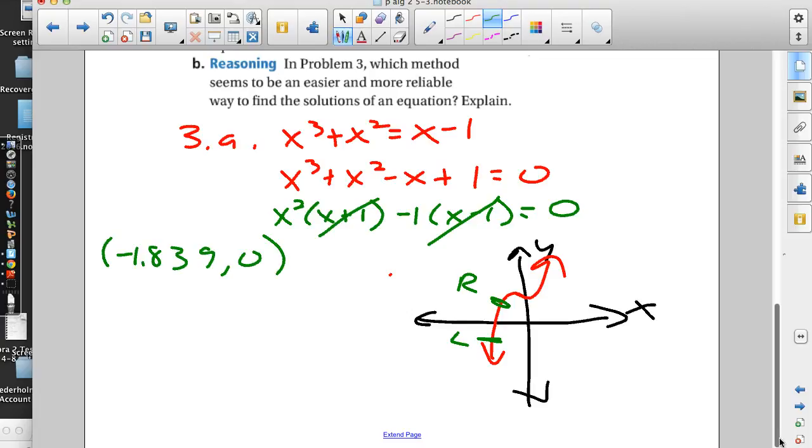So, if we only saw one, what does that mean about the other two? They were imaginary. And because this is not a nice zero, we're not going to be able to get those yet. So, one real and two imaginary. So in B it says, which method seems to be an easier and more reliable way to find the solutions of an equation and explain?